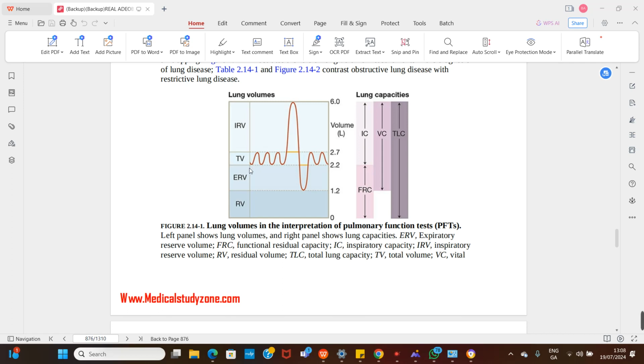So you breathe in, you breathe out, you breathe in, you breathe out. So, per movement, you are exchanging 500 mils. So if I breathe in 500, I breathe out 500, I breathe in 500, I breathe out 500. That's the tidal volume.